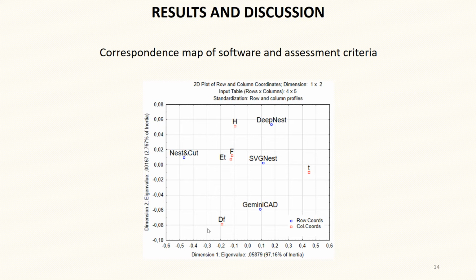The material utilization rate, DF, is closest to Gemini CAD. The fill height with elements, H, has the highest values for Deep Nest. The weighted ratio between the empty space and that filled with elements, F, as well as the overall efficiency of the algorithms, is closest to SVG Nest and Nest and Cut. The results of the correspondence analysis show that the choice of the appropriate algorithm will depend on the type of elements to be arranged and on what evaluation criterion is appropriate for the respective production of garment patterns.